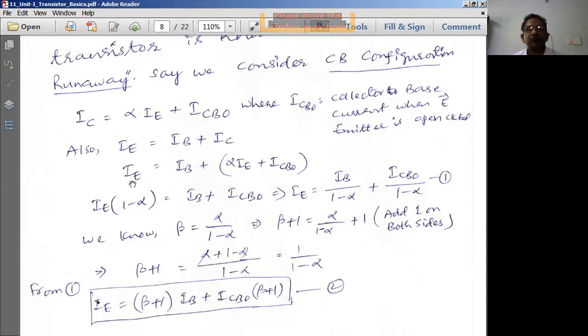Now I just solve this equation by replacing IC with alpha IE plus ICBO. So I have IE on both sides. I take alpha IE onto the LHS, and taking IE common, I can write IE times (1 minus alpha) equals IB plus ICBO. So IE is equal to IB by (1 minus alpha) plus ICBO by (1 minus alpha).